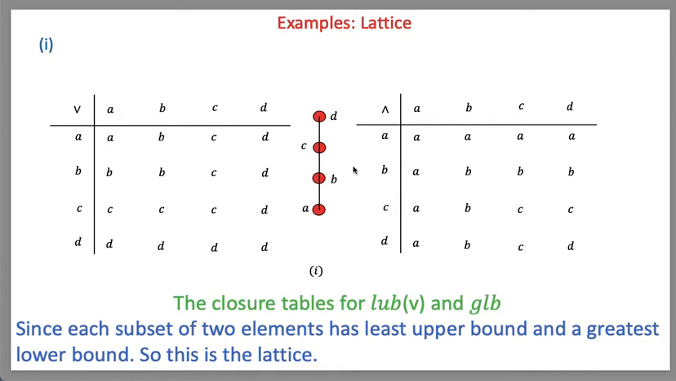Now C with A. The greatest lower bound of C and A is A. C and B is B. C and C is C. C and D is C. Now D with A, B, C, D: the greatest lower bound of D and A is A, D and B is B, D and C is C, and D with D is D. So every pair of elements has a greatest lower bound, and these elements belong to the set containing A, B, C, D. It means this is a lattice.